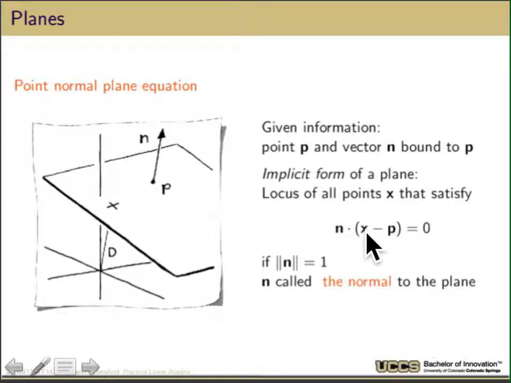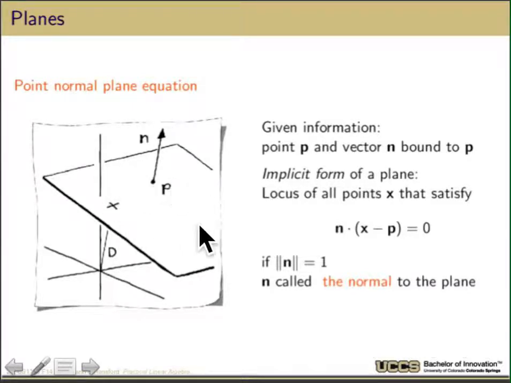So n is the normal, so it is a vector. P is a point on the plane. And then we're going to look at all points x such that when I subtract p from x, that's a vector in the plane. x minus p is a vector, and I take that dotted with n, the normal. That means it's perpendicular. So that is why it defines a plane.